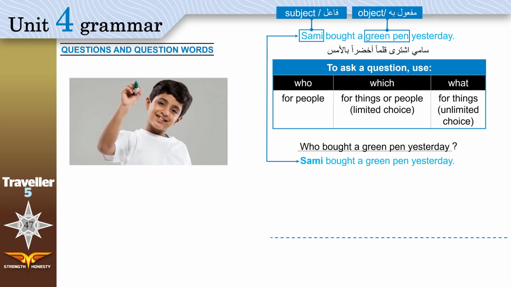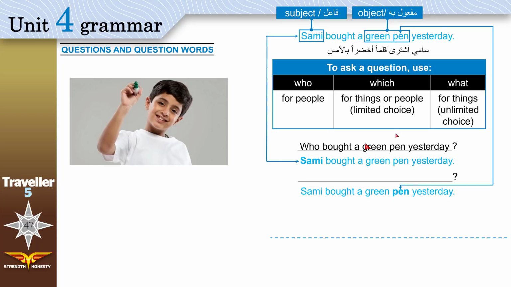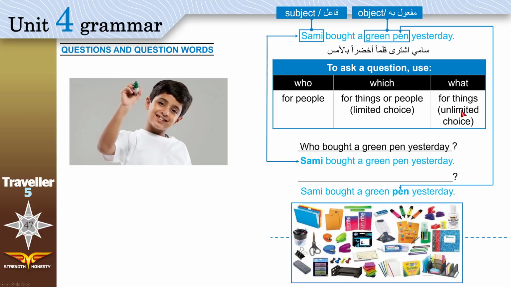Now, let's ask another question. But this time, we want the answer to be pen. This is the short answer. We know that Sammy went to the store and he bought something. We want to ask about that something that he bought. What will we use? We will use what, not which. Why? How many things can you buy from stores? Thousands of things. Now we know that he bought something. Maybe he bought this, or this. A lot of things. Unlimited choice. We will use what, not which.